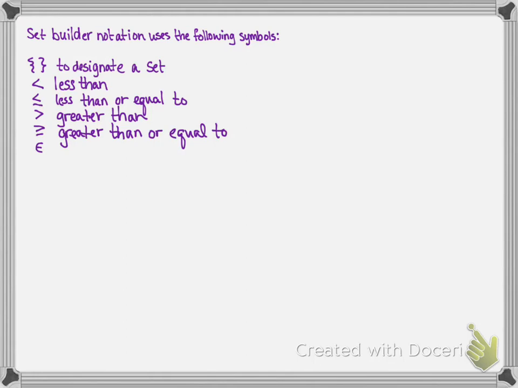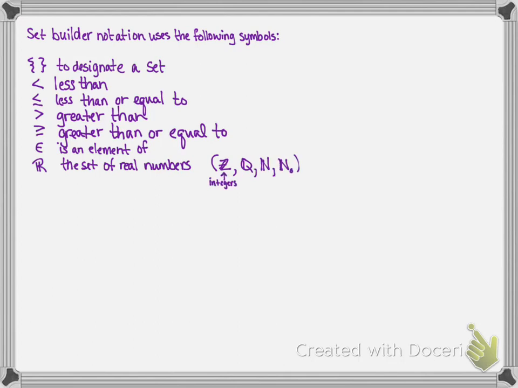And then this symbol, which is like a C with a little line to almost make it look like an E, represents "is an element of." We will see different types of letter faces like this, representing sets of numbers. This one's real numbers, the set of real numbers. We might also see these other letters designating integers, rational numbers, natural numbers, whole numbers.